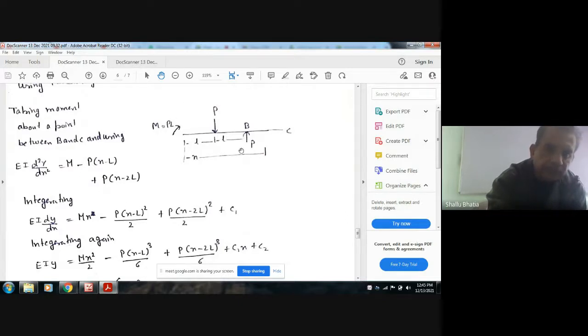Here for this there will be anti-clockwise, and the reactive moment will be clockwise. So at a distance x, take a point between B and C. Then the moment about this point is M minus P, where this is L, so the distance will be x minus L, plus P. This is anti-clockwise.